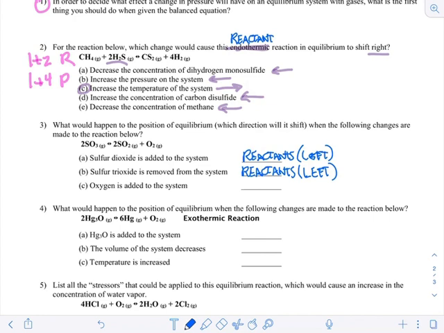And then lastly, oxygen is added to the system. So whenever you add products to a system, it's going to shift in the opposite direction. So as a result, more reactants are going to be made, and the shift is going to be to the left. Okay, so go ahead and try the remaining parts of this worksheet, and when you submit your answers, I will share the answer key with you.